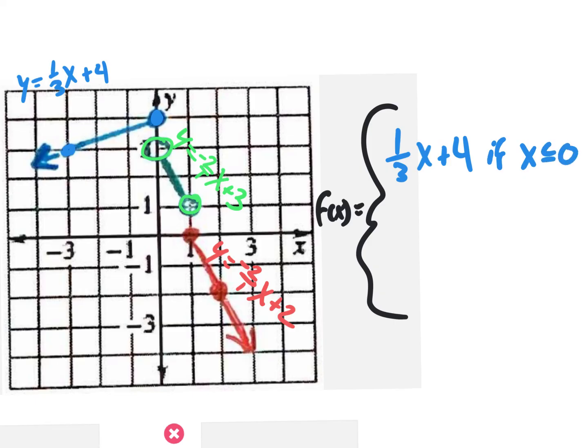Okay, the next one, the green, this one's a little more fun. It has an endpoint here and an endpoint there, and you got to think of the x values. This is 0, this is 1, so it's between 0 and 1. It doesn't exist out here or over there. It's between 0 and 1. This entire green segment with open endpoints are between 0 and 1. So the condition is if your x is between 0 and 1. Okay, so let's do that.